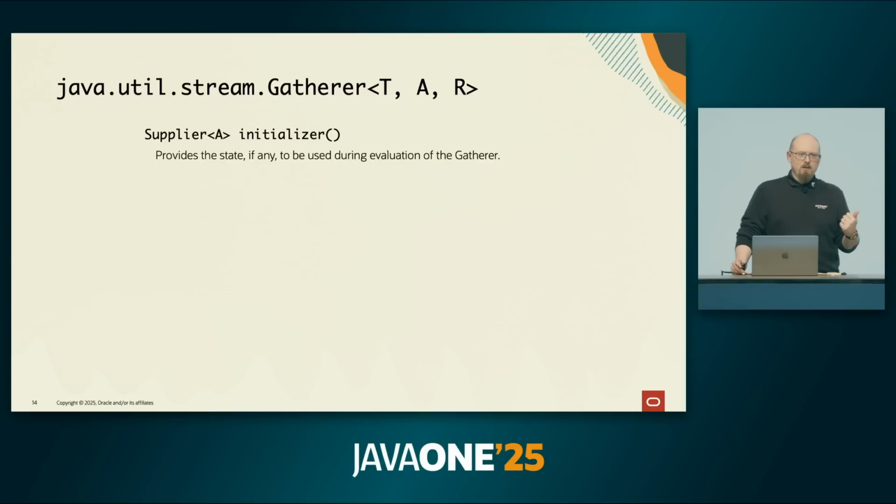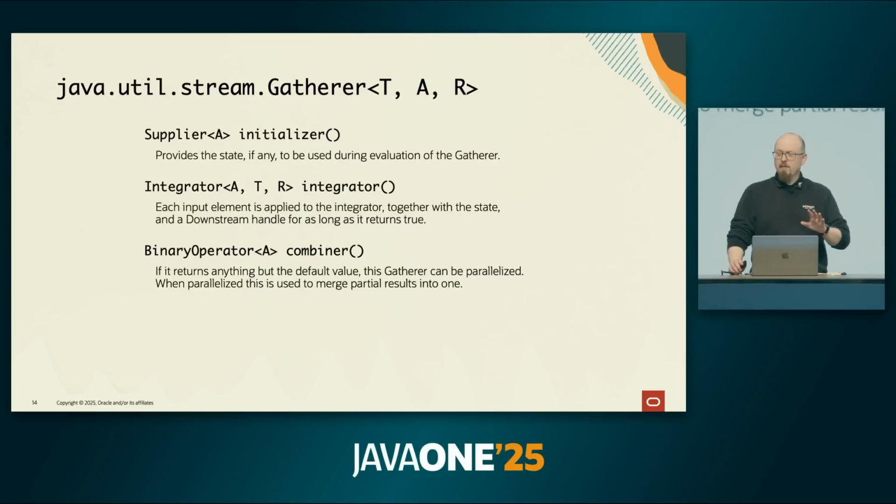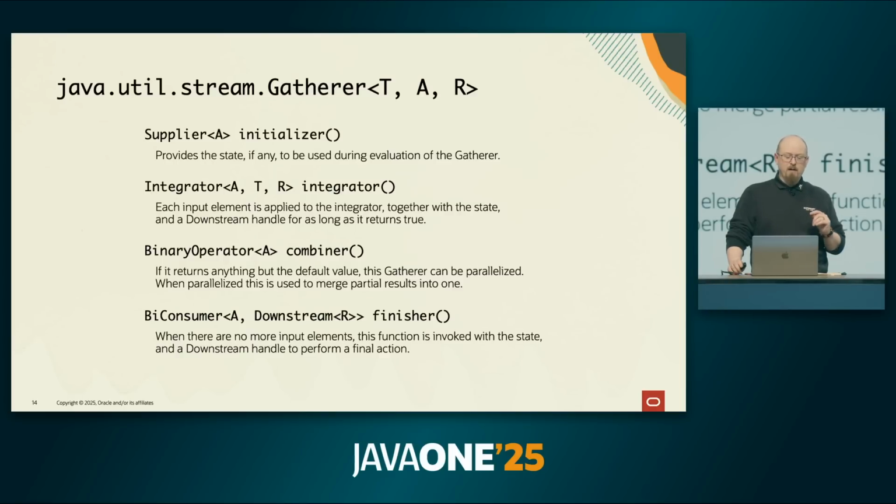We have an initializer, which is the exact same thing as the supplier for collector, so it creates the state type. But now, instead of having this BiConsumer for each element, the accumulator, we have something called an integrator, and I will explain in detail what that does shortly. We also have the combiner, which looks exactly the same as for collector, and then we have a finisher as well, also slightly different from the collector. If you recall, the collector's finisher was a function, and in this case, this is a BiConsumer. And the reason for that is we need to be able to produce more than one element as a result.